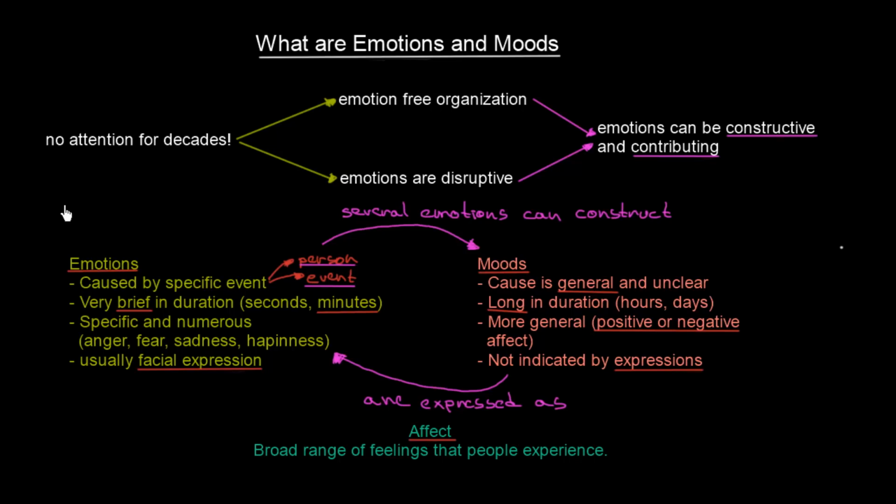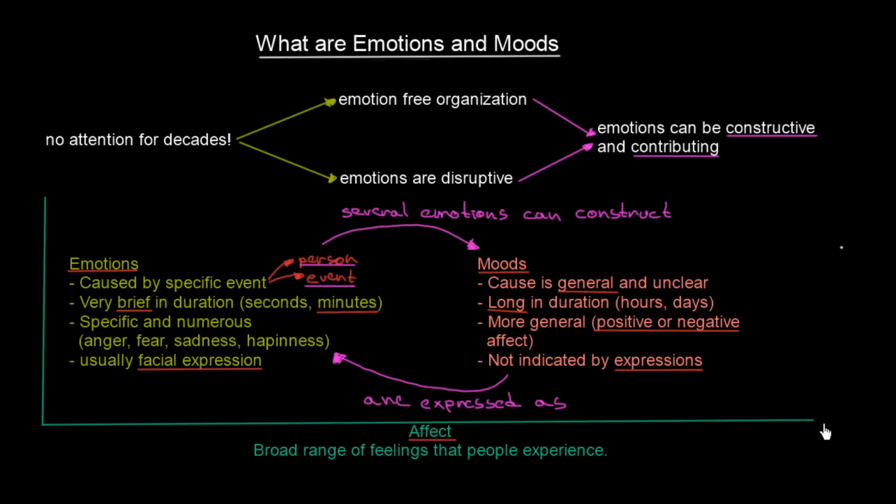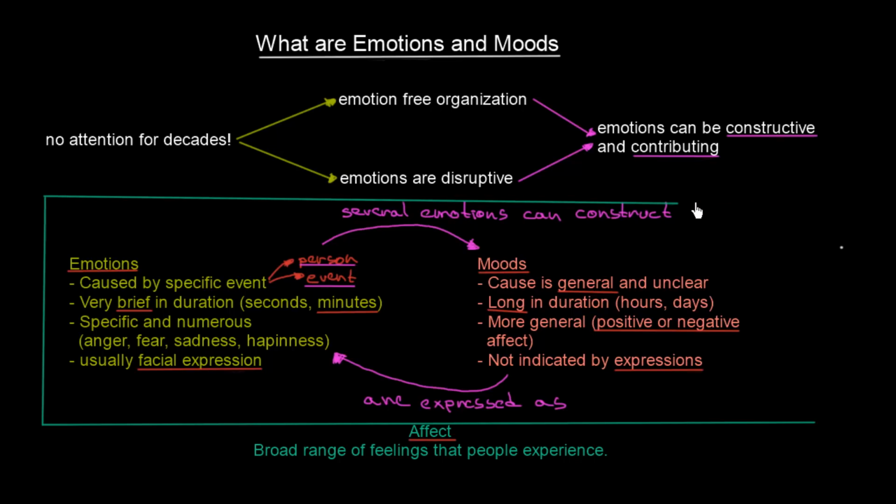And all of a sudden we have affect. That is a very general term that is covering both the emotions and the moods. Let me try to highlight it. So all this we have been discussing can be defined as affect, because that is a broad range of feelings that people experience. So we have three terms from this video, and as well we have seen a little bit of logic of how the study of emotions and moods evolved.